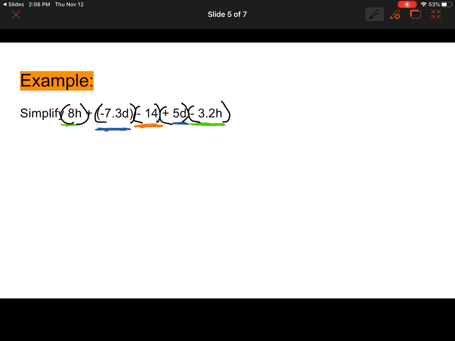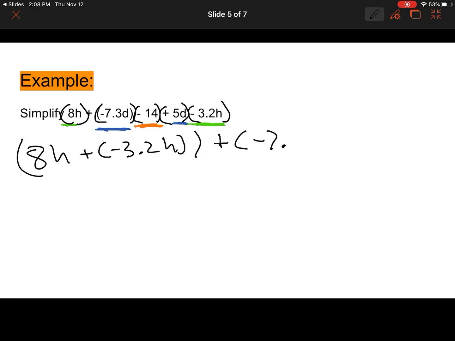So let's rearrange it starting with the h's in the front. So I have an 8h plus negative 3.2h. I'm going to be adding to that a negative 7.3d plus a 5d. And then we're adding to that a negative 14.